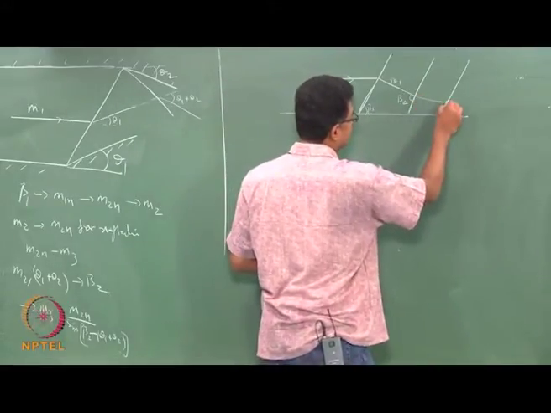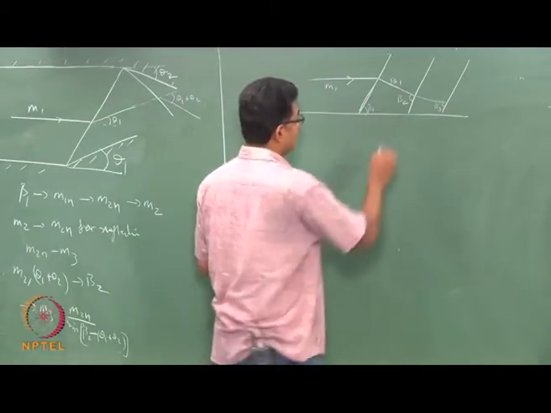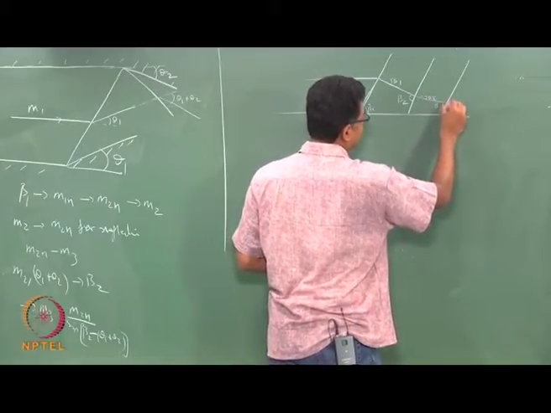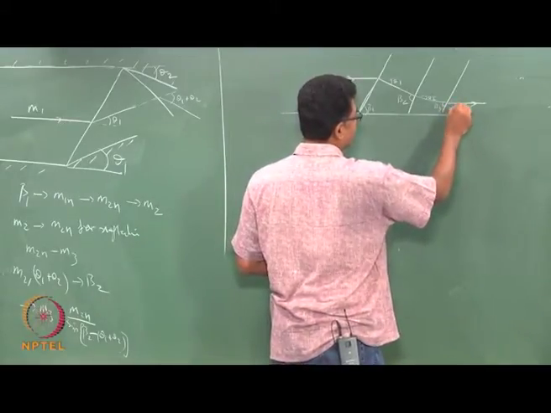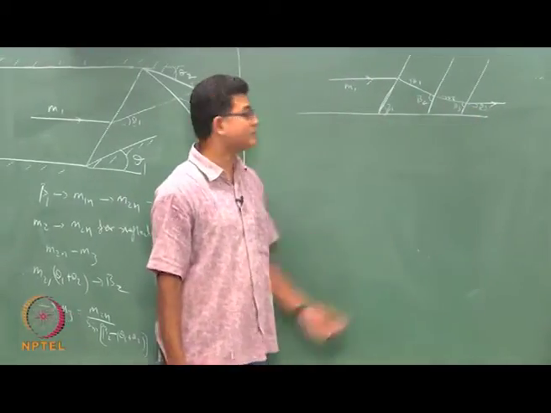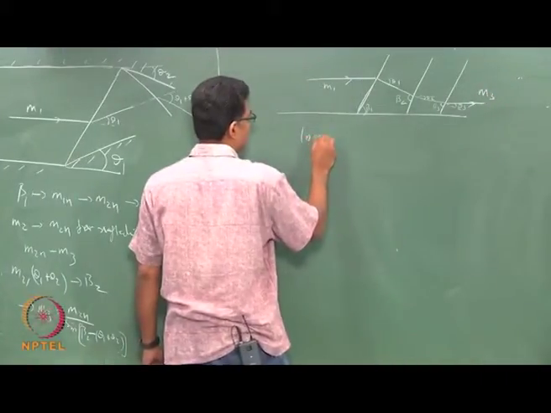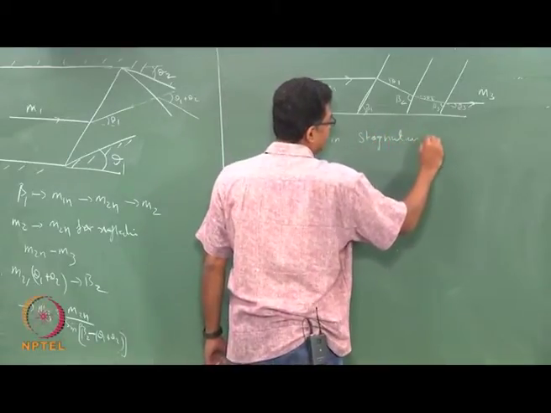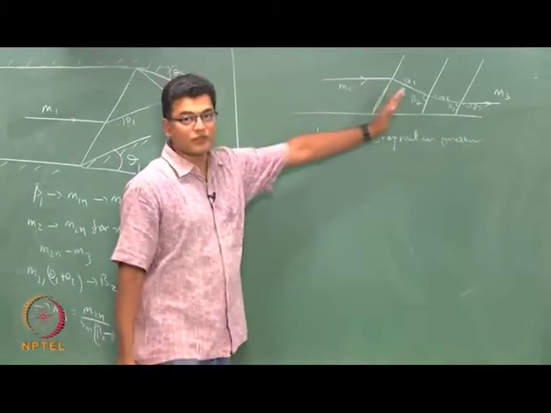It goes and hits another shock wave with beta 3, and the turn angle is again different, theta 2, and this again, suppose it turns back to the original position, this would be my theta 3. So I have a series of solutions. What would be my loss in stagnation pressure instead of having it as one strong wave?